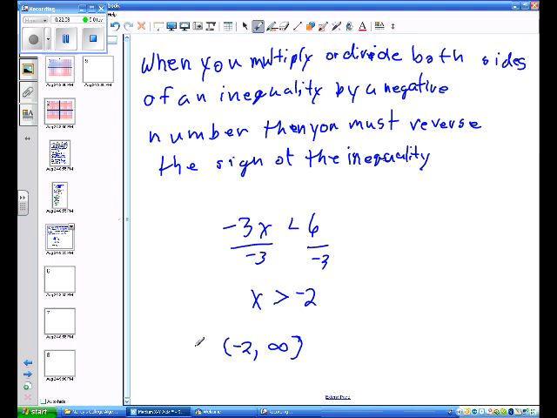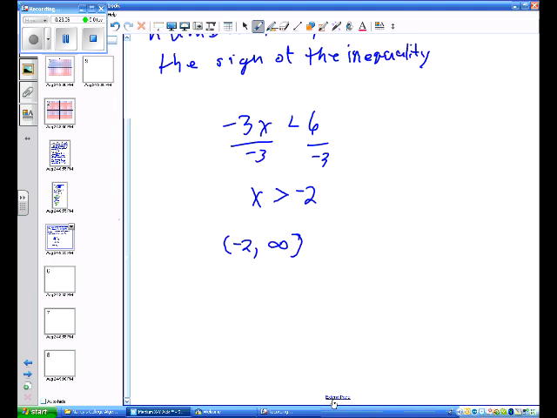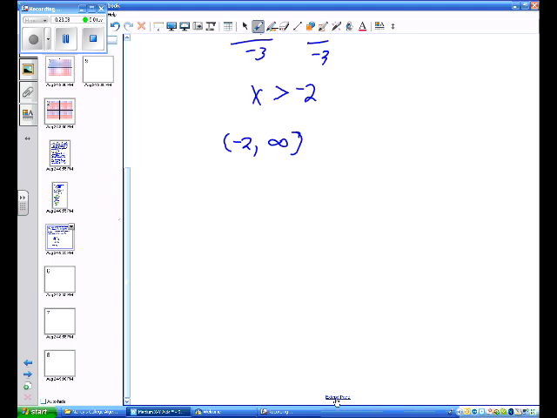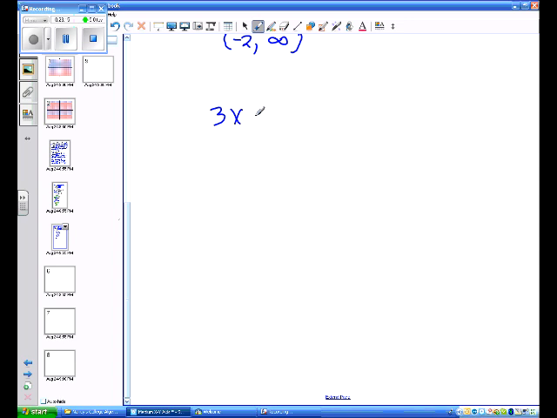So this is what ends up happening when you multiply or divide both sides by a negative number. As long as you're multiplying or dividing by a positive number, nothing will change. In addition and subtraction, nothing changes. So let's take our equation 3x minus 7 is greater than or equal to 13.